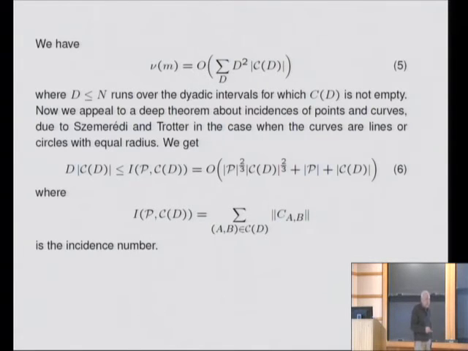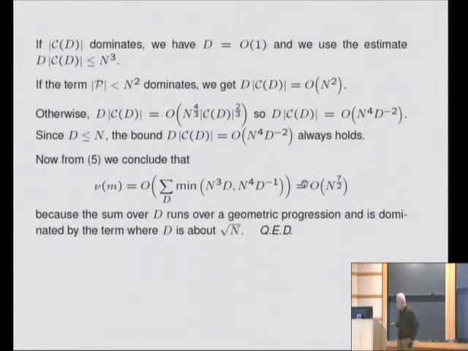The first proof used some fairly elementary but not trivial algebraic topology on subsets of the plane. So the incidence number is what I wrote there. And the proof is this. If C of D dominates in the Szemerédi-Trotter bound, then D is bounded, and then you get this bound n cubed. If the number of points dominates, and that's at most n squared, then D times CD is at most n squared. And otherwise, DCD is at most n to the 4 d minus 2.